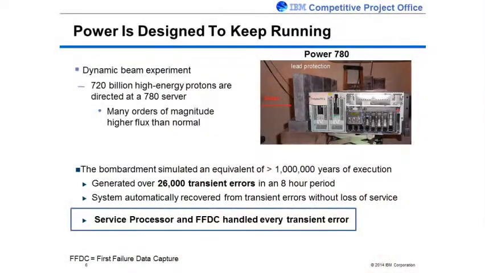Now on this next chart, you can see that we're constantly checking for transient errors, and we put our Power systems through very, very stringent tests. In this test, which is kind of an interesting test, we actually bombarded a Power 780 with over 720 billion high-energy protons. That essentially equaled 1,000 years of transient errors, all compressed into a very small period of time. And the key point here is the service processor with all of our checkers handled each and every one of those 26,000 transient errors. The system never went down.